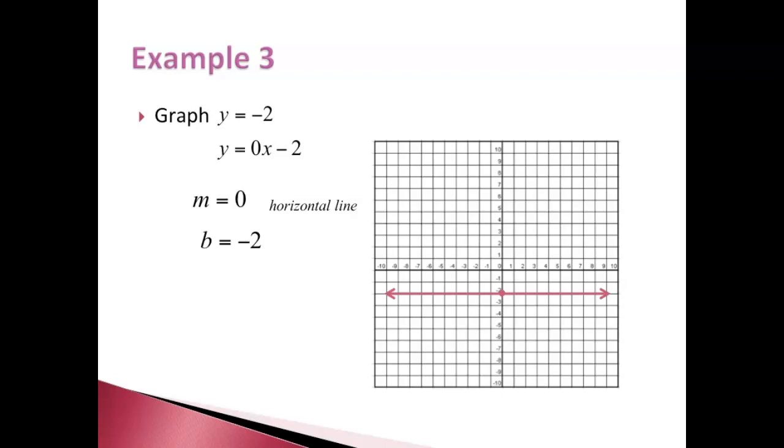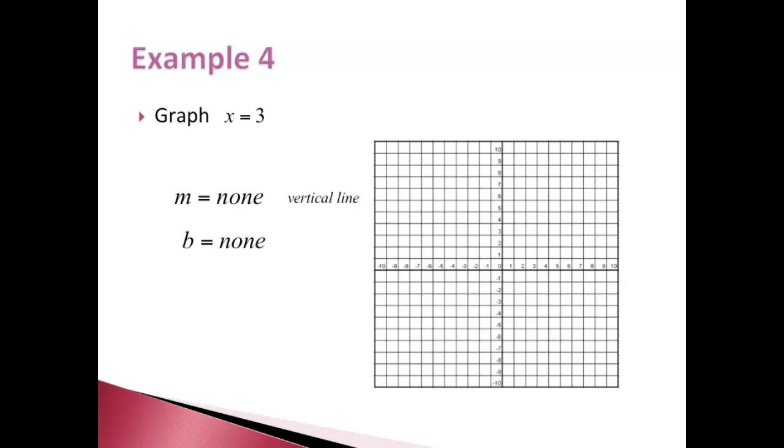All right, our last example is another special case. We have x equals 3. So remember, when we have x equals a number, this is going to be a vertical line. So do we see that there is a value for m? No. How about for b? No. So this is just a vertical line. So what we're going to do is find 3 on the x-axis and draw a vertical line going through that. You'll notice here that there is never going to be a y-intercept.